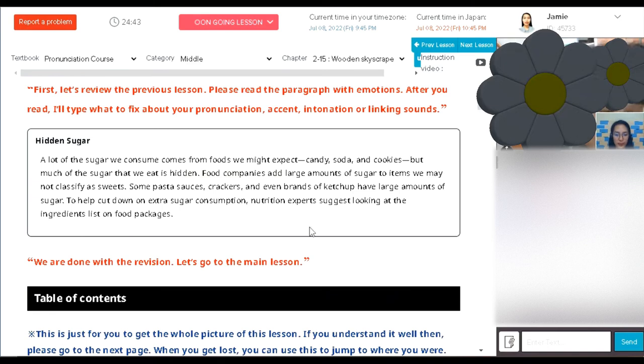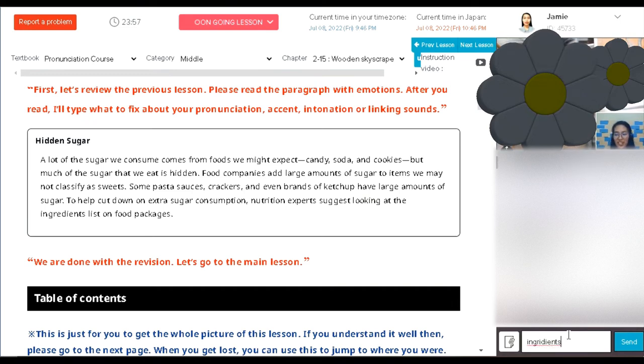Hidden sugar. A lot of the sugar we consume comes from food. We might expect candy, soda, and cookies, but much of the sugar that we eat is hidden. Food companies add large amount of sugar to items we may not classify as sweets. Some pasta sauce, crackers, and even brand of ketchup have large amount of sugar. To help cut down on extra sugar consumption, nutrition experts suggest looking at the ingredients list on food packages.